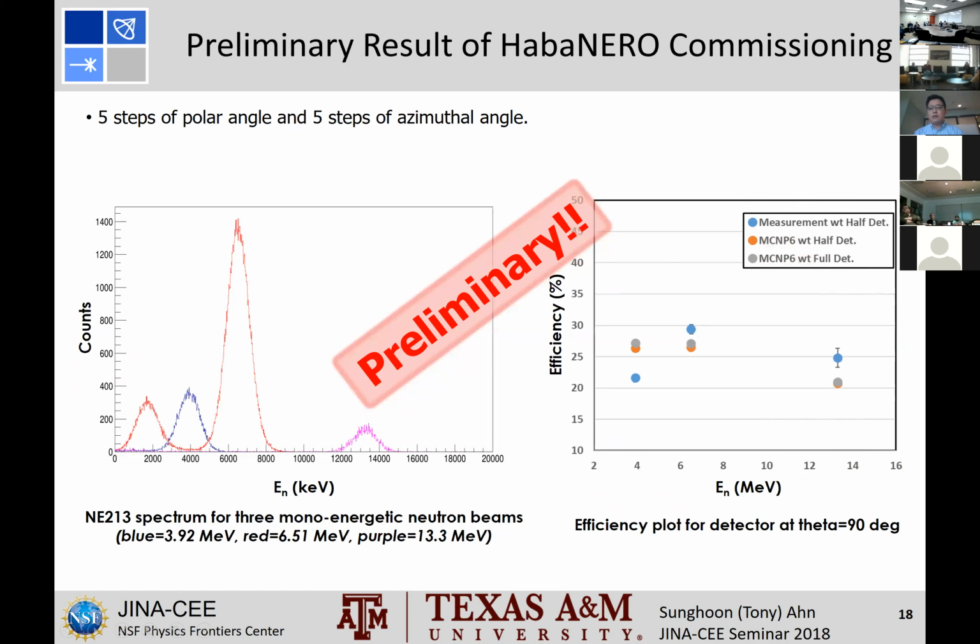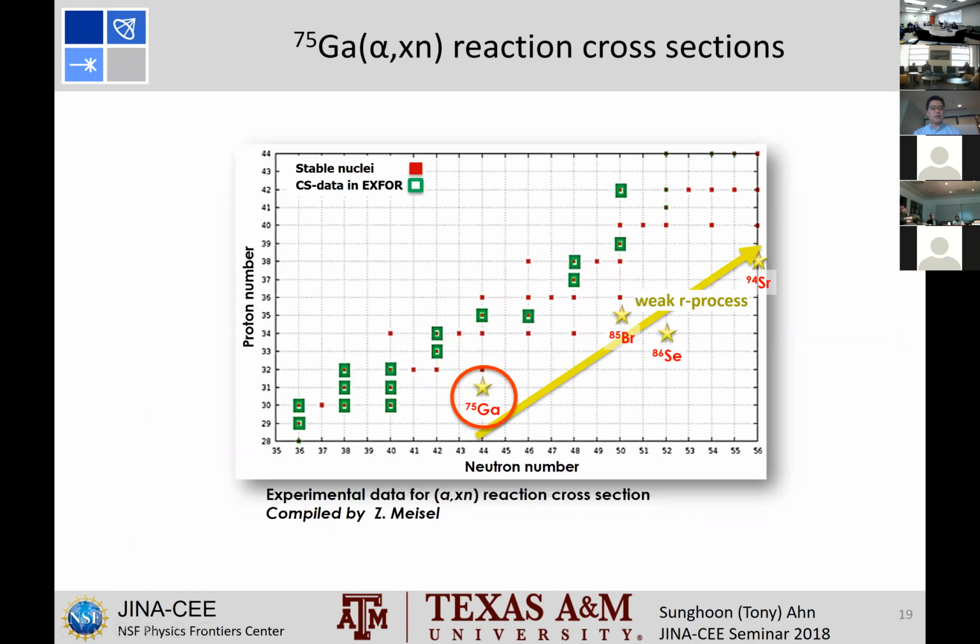So the idea is that we want to find the scaling factor between the measured data and the MCNP simulation to get the full function of the efficiency, and that's for half of the detector. So we also have to extrapolate that efficiency to the full setup, so we can use that efficiency for our actual experiment. We are almost at the end of the analysis to get to that part, so we will present it later.